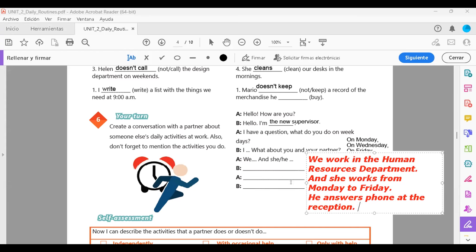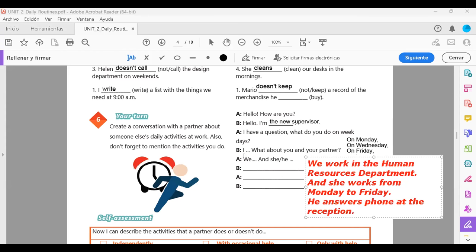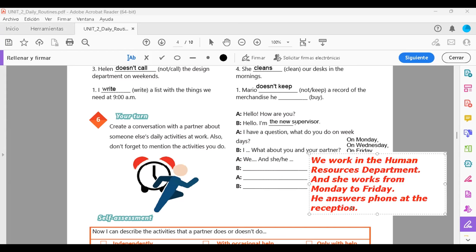Y la idea acá es que ubiquen ustedes actividades que hacen en conjunto, que nosotros trabajamos para el Departamento de Recursos Humanos. Ella trabaja de lunes a viernes. Pueden ubicar acá otra actividad. Y solamente les hago una, pero si ustedes gustan, pueden ubicar otra. ¿Y qué hace él? He answers phone at the reception. Entonces acá necesitamos tres personas, ¿verdad? He answers phones at the reception and that's it. Y acá tienen A and B para que continúen la conversación con otra pregunta que le quieran hacer y le van ubicando la respuesta también.